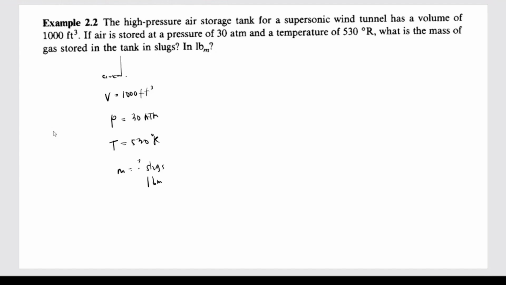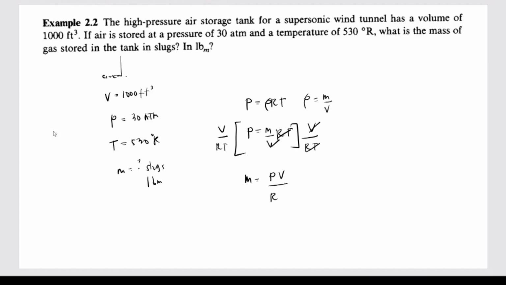So, to get the mass, from the equation of state, pressure is equal to rho RT, and density is simply mass over volume. We can use another form of the equation of state. So, pressure is equal to mass over volume times RT. Multiply both sides by volume over RT. So, cancel out. We have mass is equal to PV over RT.